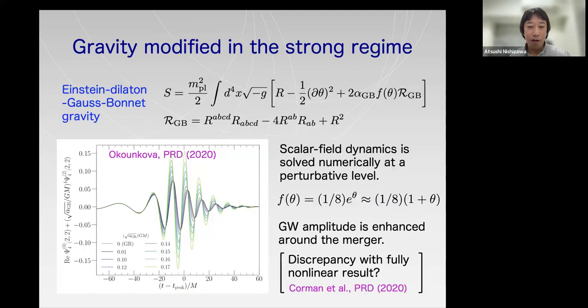So here I'd like to introduce one example of modification of gravity at a nonlinear regime of gravity. One of the theories is Einstein-dilaton Gauss-Bonnet gravity. In this theory, one scalar field exists, which couples with the Gauss-Bonnet term. This Gauss-Bonnet term is second order in curvature. So this term becomes important in the strong regime of gravity, or the nonlinear regime of gravity.